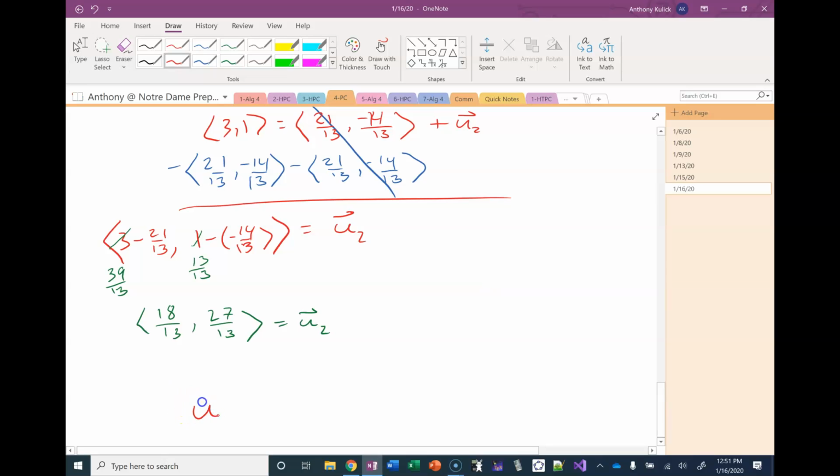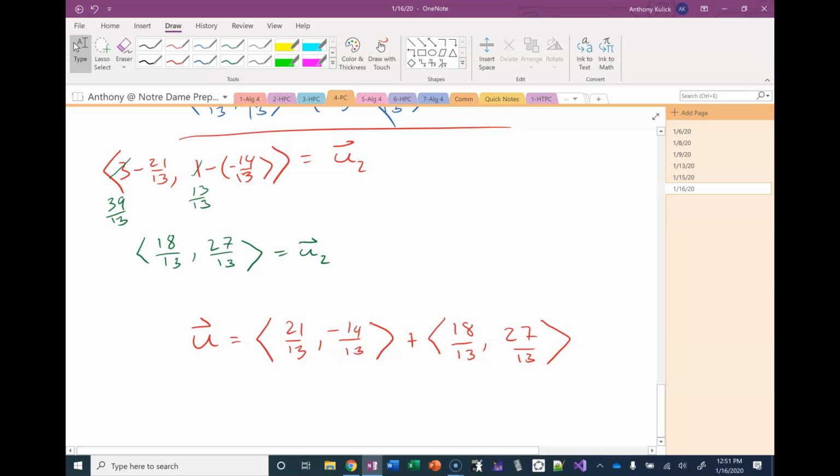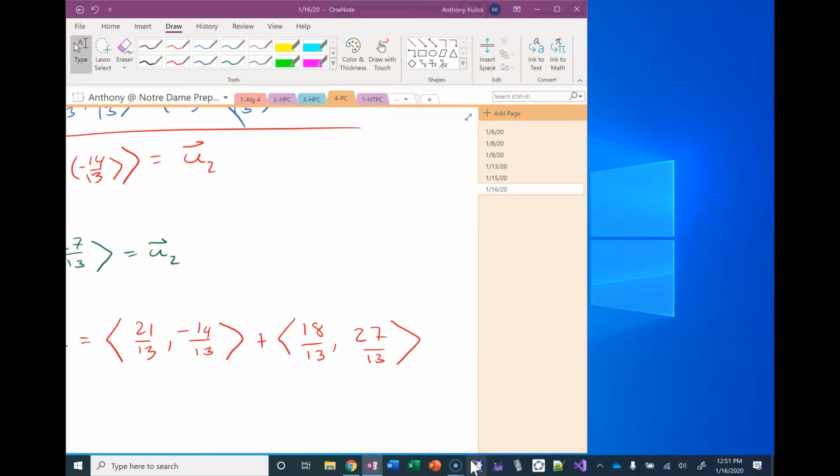So what I can say then is my vector u should be my projection vector plus this vector u2. Let's just check this arithmetic really quickly to make sure that this makes sense. Okay? So I'm going to use my calculator to do this.